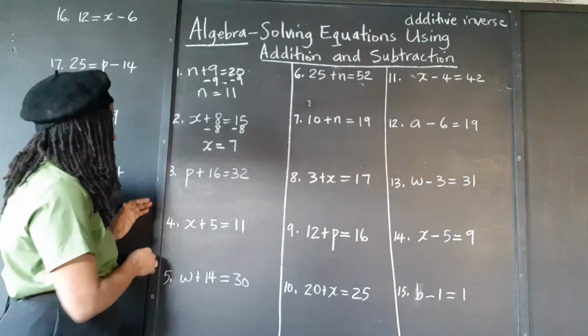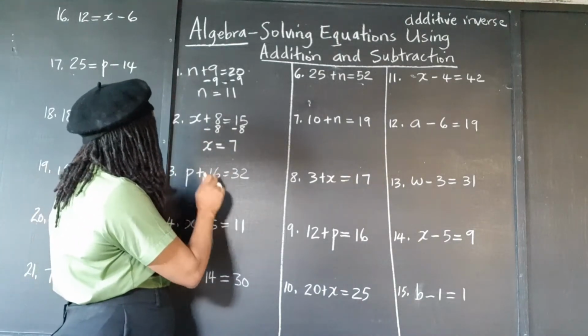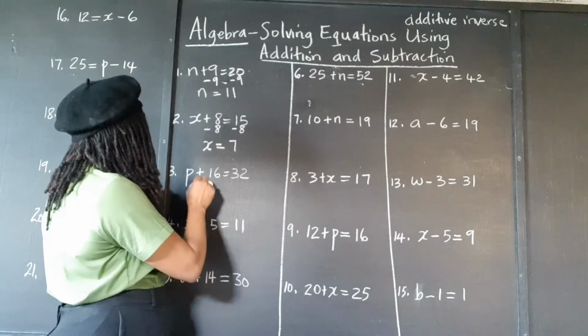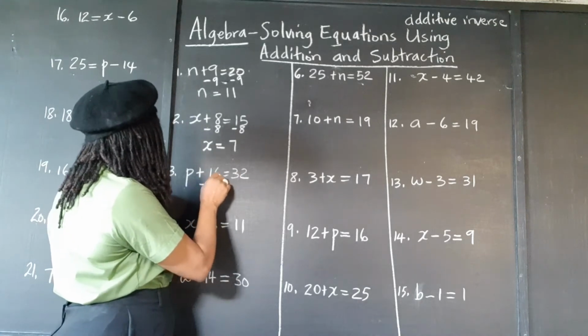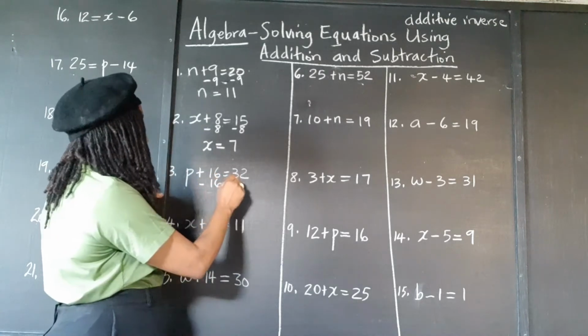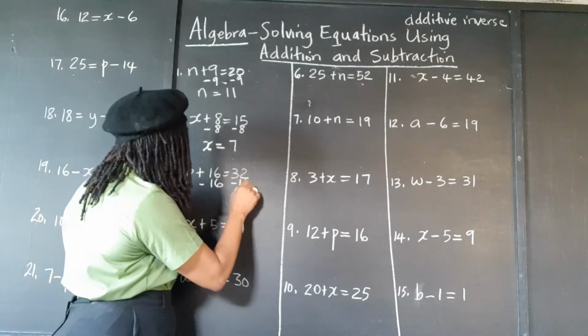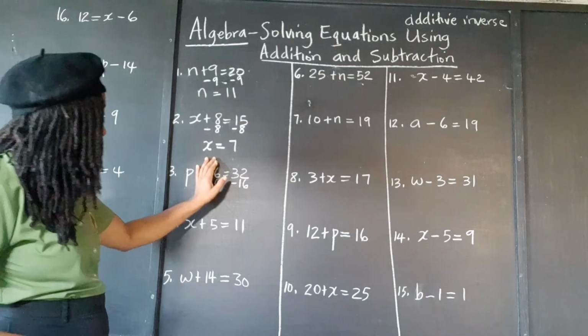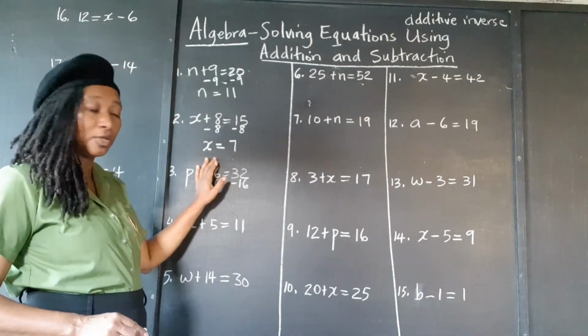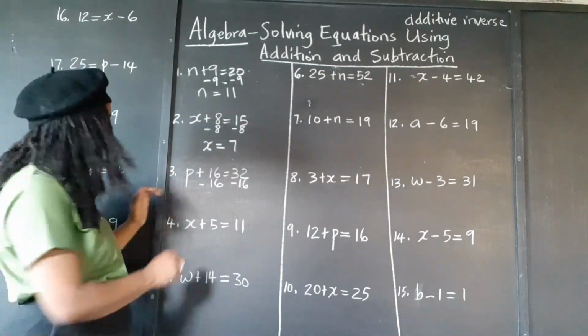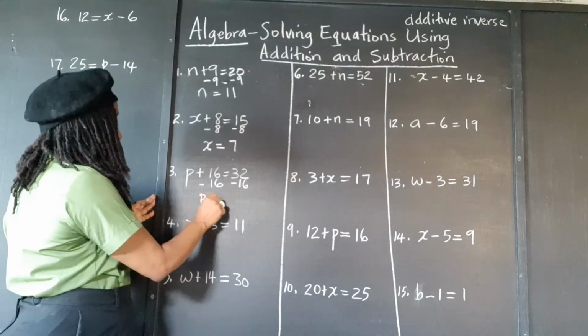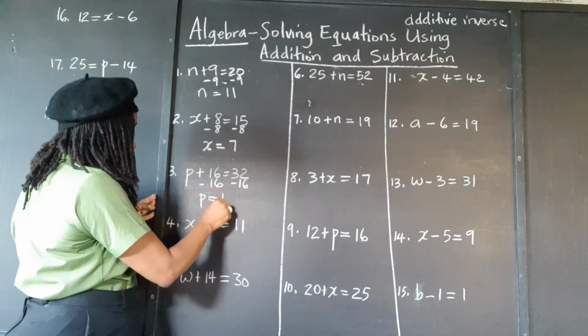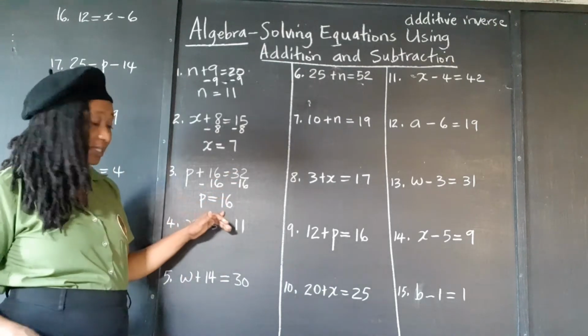So let's see here. p, a number plus 16 gives 32. The additive inverse of 16 is minus 16. We need to do the same thing over here to balance it off. So 16 take away 16, that's going to leave 0. So we only have p now on the left. And 32 take away 16 is 16. So the answer is 16.